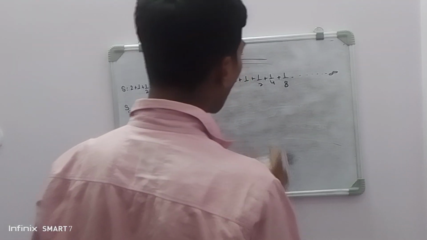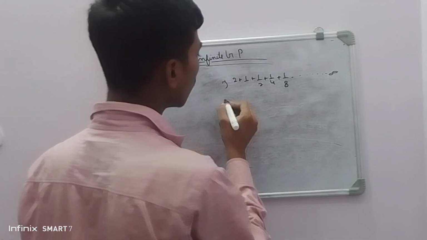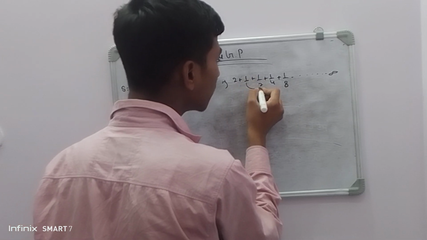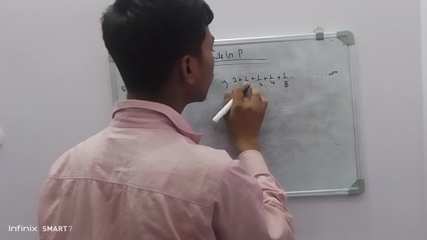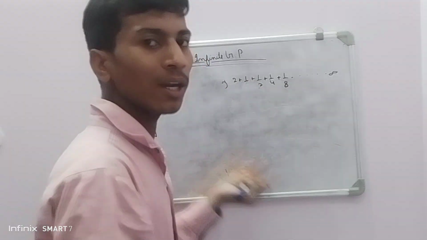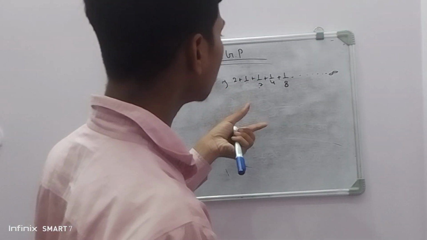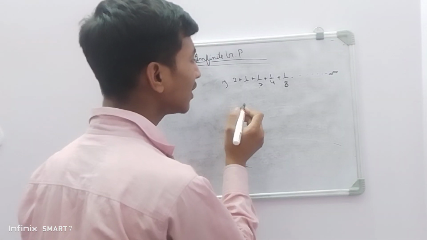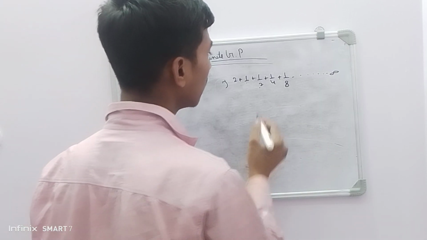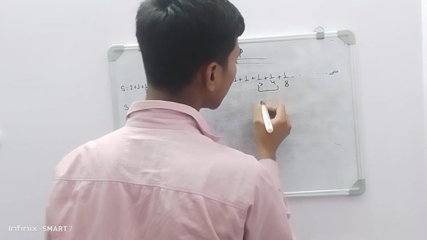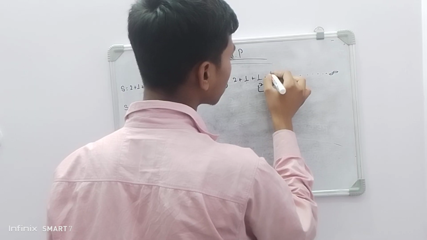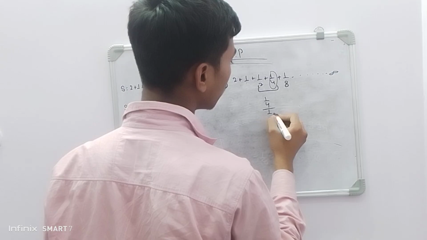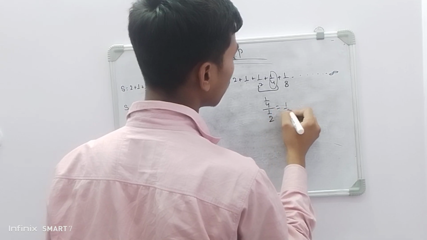And in this, what is the common ratio? The common ratio means the common number you multiply by to get the next term. So how do you calculate the common ratio for any GP? Take any two consecutive numbers, just like this one. If you take 1 by 4 and divide it by 1 by 2, then you will get 1 by 2.